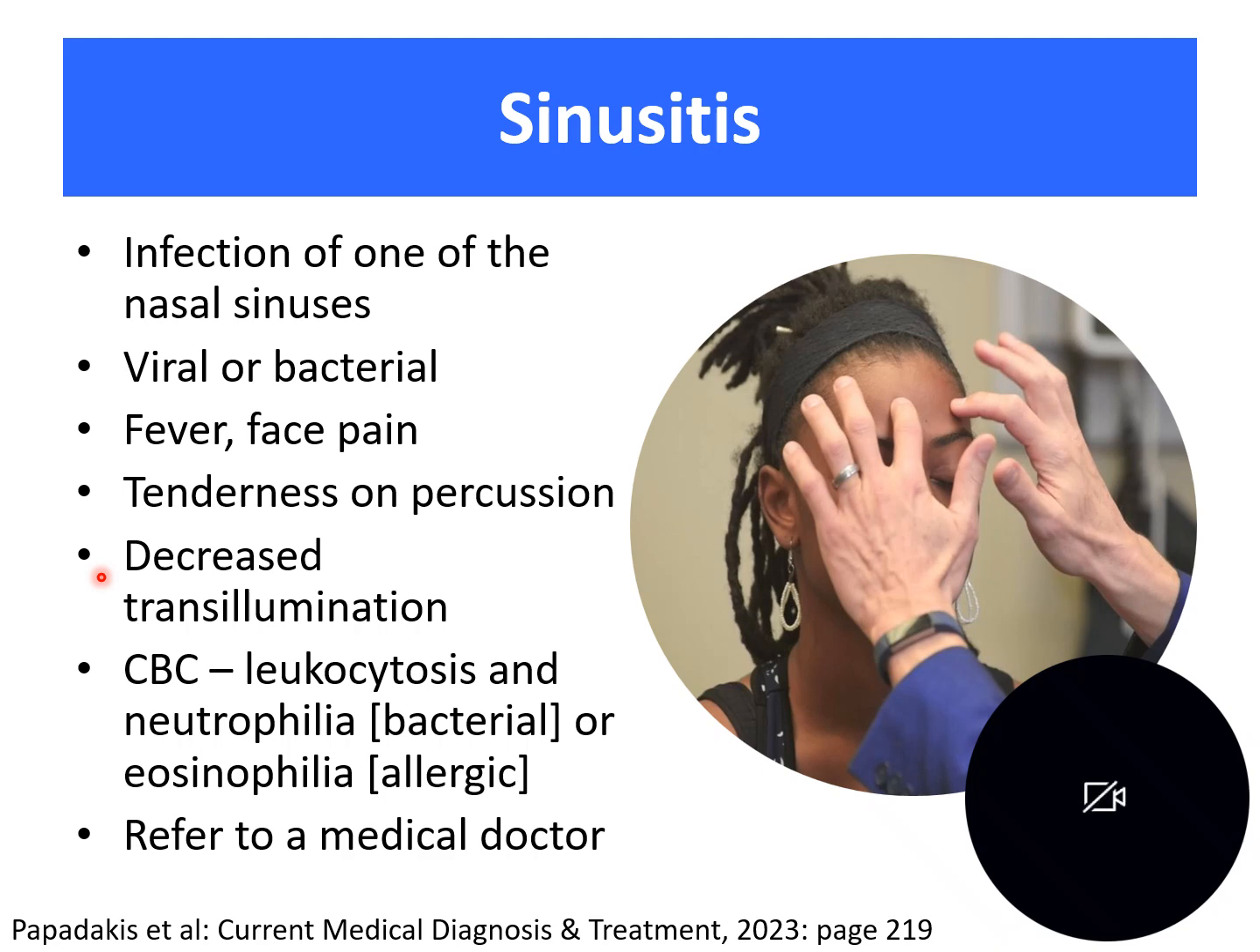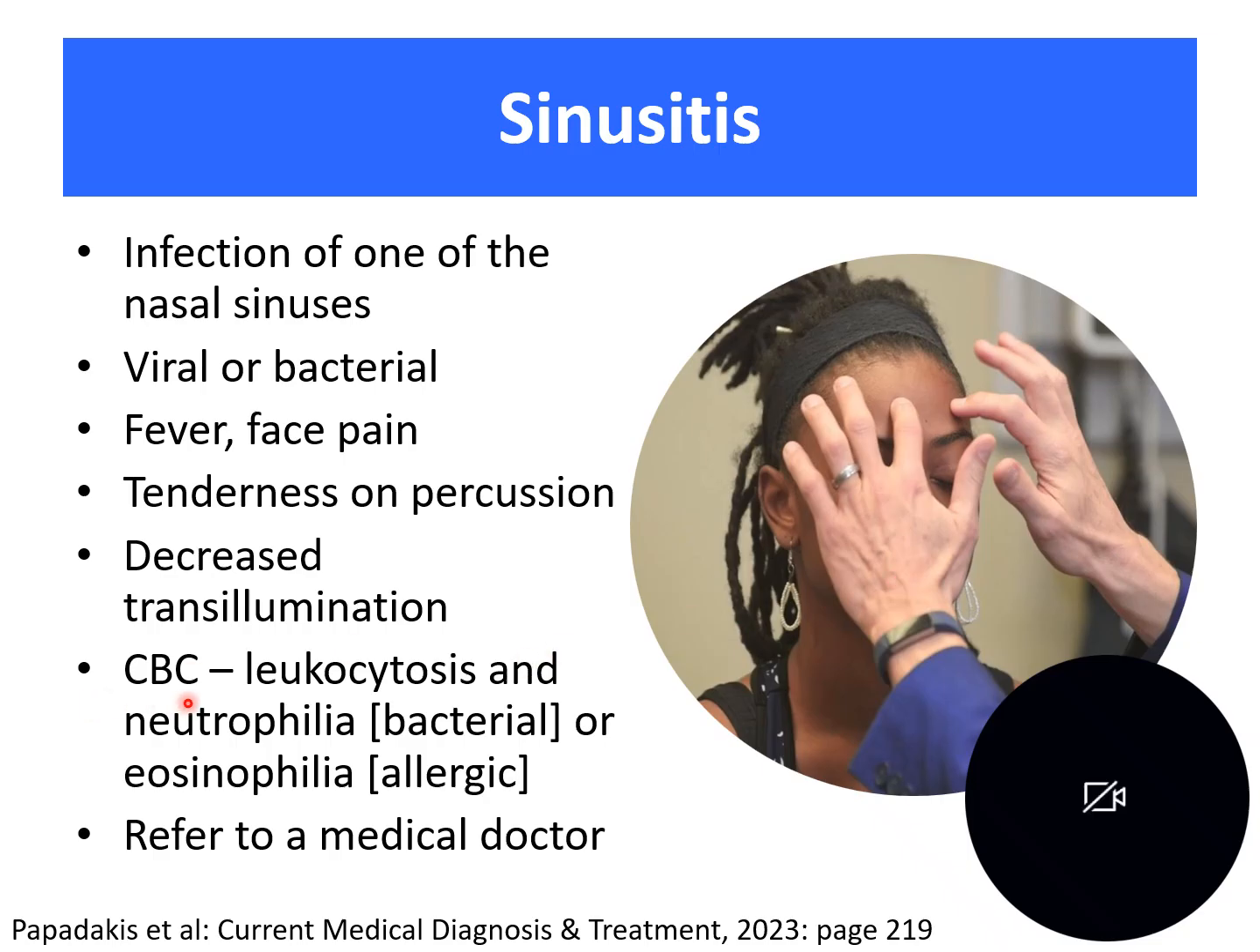There is a feature known as decreased transillumination in a dark room. If you were to shine a light in the oral cavity pointing upwards, you should see both maxillary sinuses being equally illuminated. A decrease in the amount of light in one would then be indicative that you have fluid inside there that is obstructing the transmission of the light.